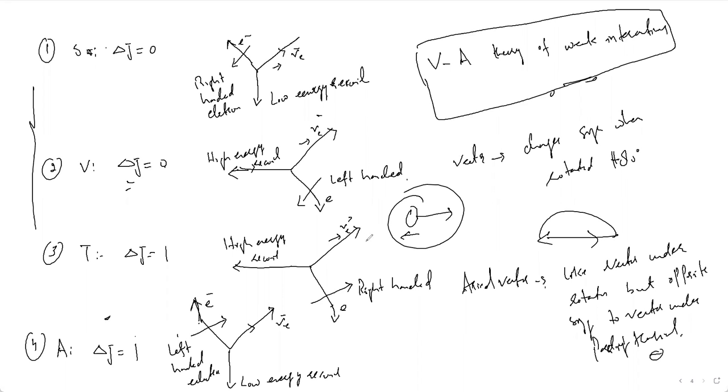So this theory was proved experimentally by the case that the neutrino is simply left-handed. That is, the neutrino is considered to be left-handed. So that is right about the VA theory of weak interaction.